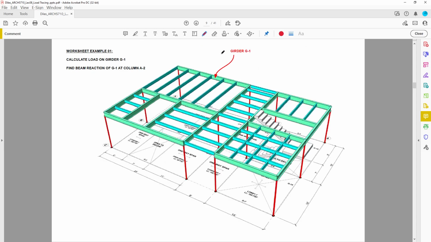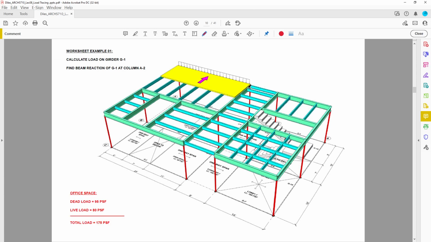Okay, so the question is, what is the total load on girder G1, and then how much load is coming to the top of column A2? Sorry, this drawing system's a little tricky, but there we go. So here's girder G1 in 3D, and here is column A2 in 3D, and we need to figure out how much load is coming here.